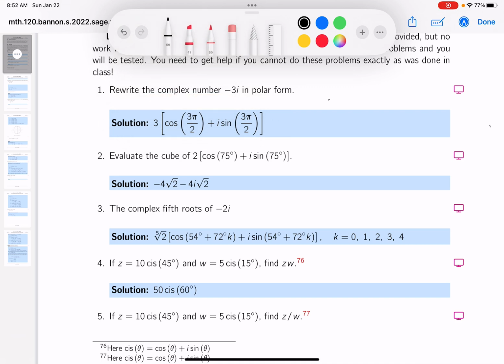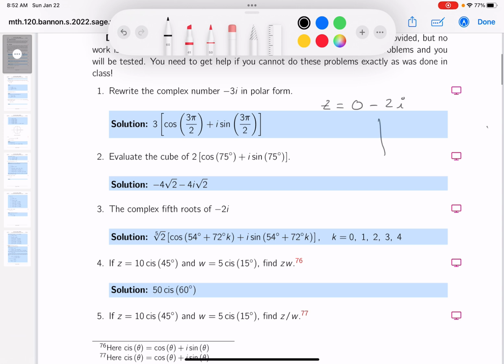I'm going to say z is equal to, it looks like, 0 minus 2i. Let me visualize that for you in the complex plane. Again, this is the real part and this is the imaginary part. It looks relatively simple: there's no real part, but the imaginary part is 2 down. So I've got the angle and the r now. The angle is 3 pi over 2, which is called the argument, and the modulus r is 2.